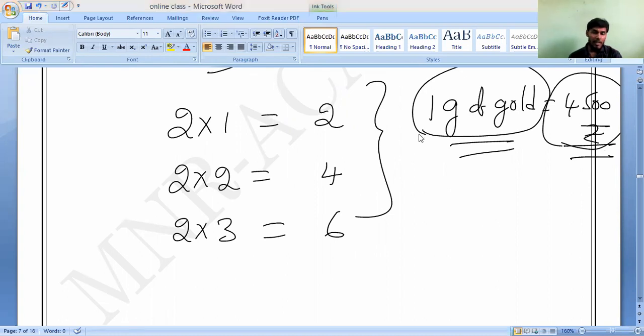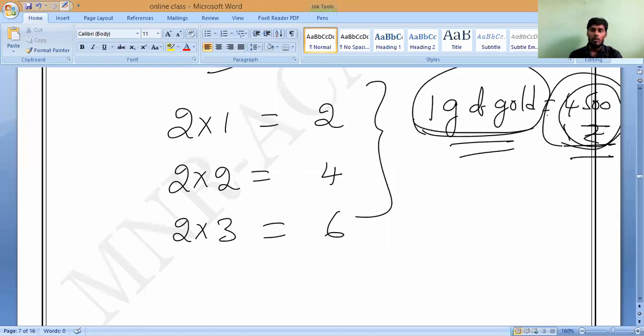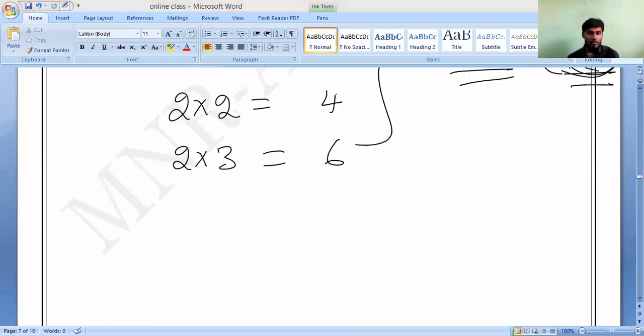Now, I can say either I have 4,500 rupees or I have 1 gram of gold. Both are equal or not? Suppose Sanat is having 1 gram of gold and Lohit is having 4,500 rupees. Are both equal or not? Correct or not, Santosh? Sarvesh?